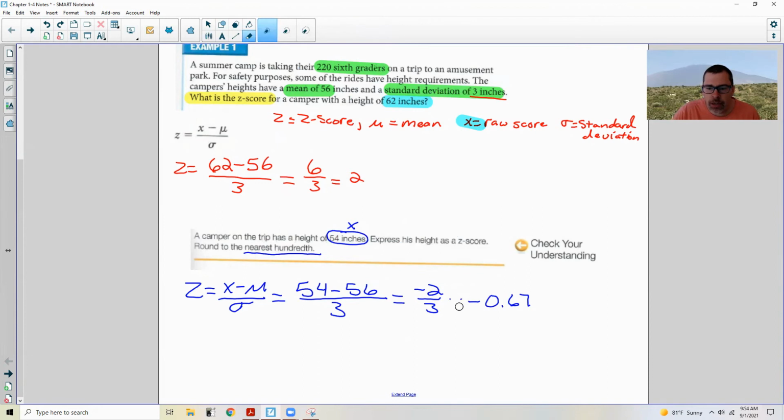I need to be careful here when I go from a fraction to a decimal that never terminates, a repeating decimal. I need to say it's an approximation. So your answer should be Z is approximately negative 0.67.